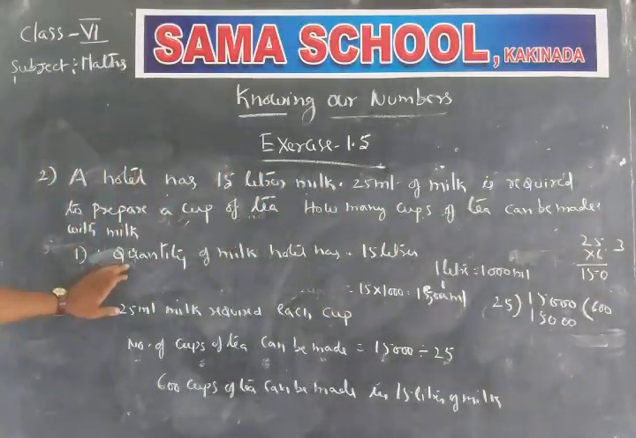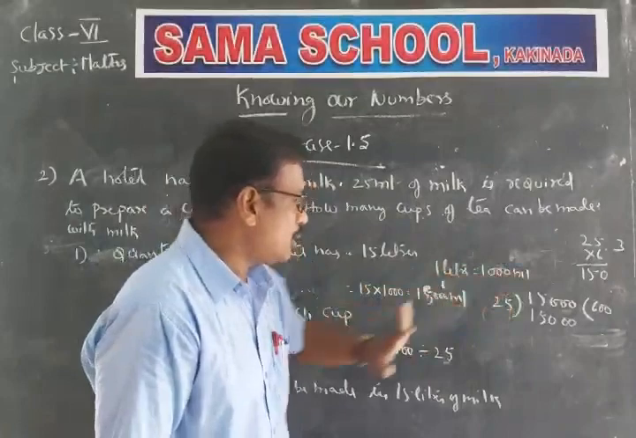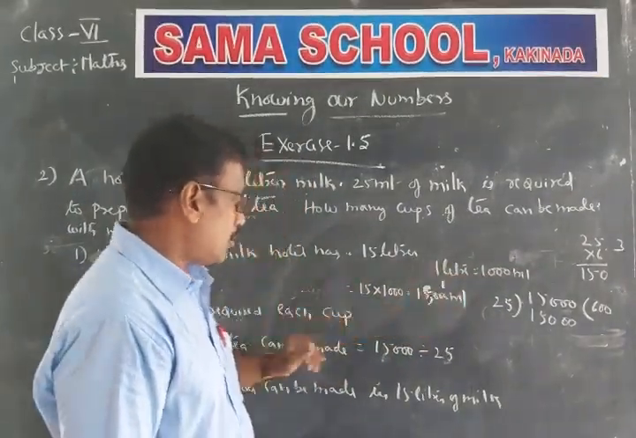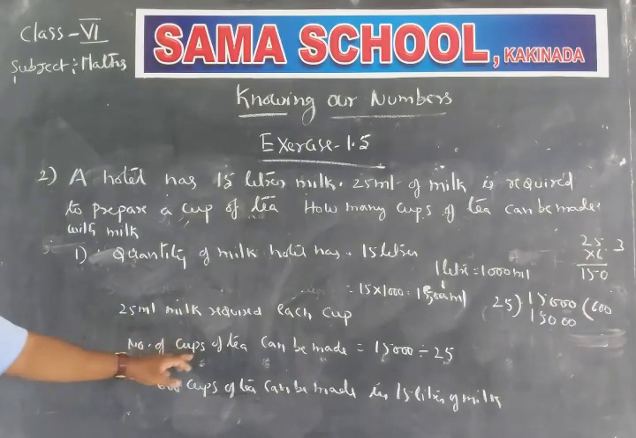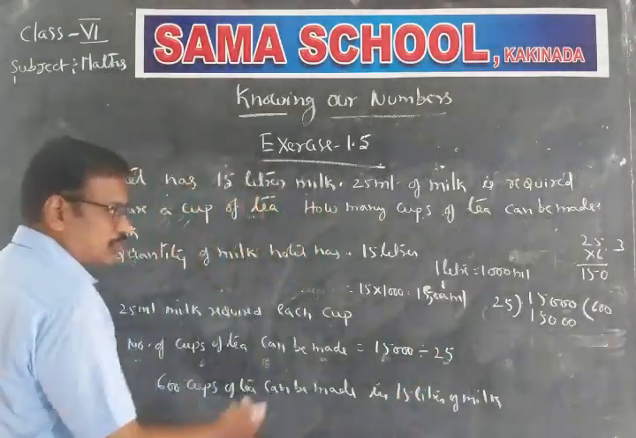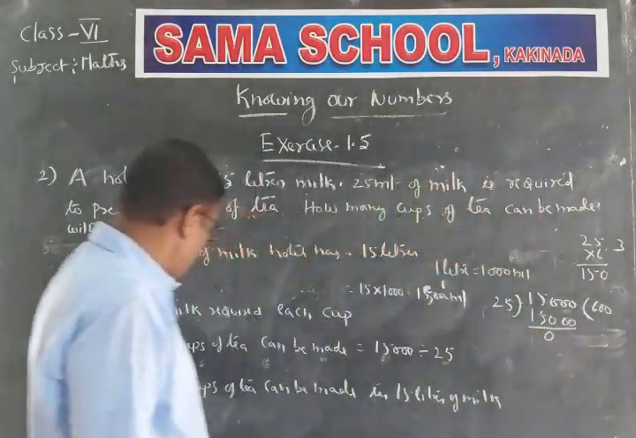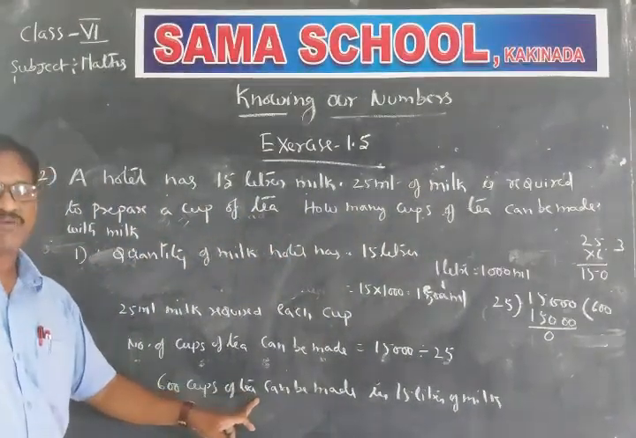Now that is the quantity of milk water has, 15 liters. 15 liters means 1 liter is how many ml? 1000 ml. So 15 into 1000, 15,000 ml. Now each cup requires how many ml? 25 ml. The number of cups of tea that can be made is 15,000 divided by 25. That is 600 cups of tea can be made in 15 liters of milk.